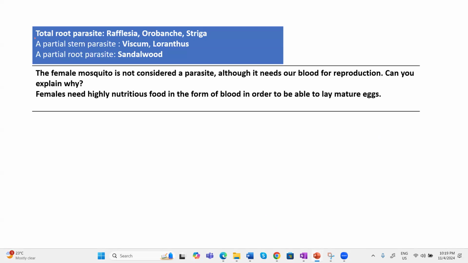Please note it down. Total root parasite examples are Rafflesia, Orobanche and Striga. Partial stem parasite examples are Viscum and Loranthus. And partial root parasite example is Sandalwood.